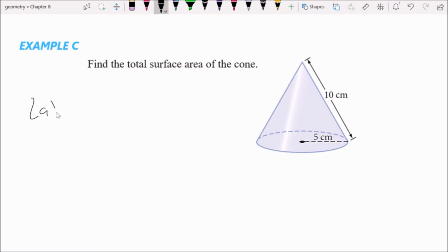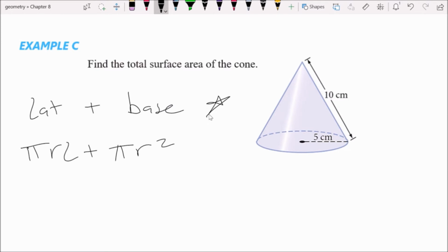So we have the lateral surface area plus the base surface area. Now we learned a minute ago that the lateral surface area was pi r L, so I'm going to write that out. The base is a circle. The area of a circle is pi r squared. So you see how I've already set up this equation? This is something I didn't necessarily do as clearly in the other examples, but if you're struggling, start out by writing it in words, because most people can get that. Then translate your words into equations, and then plug in some numbers.